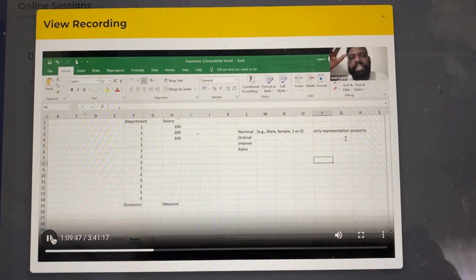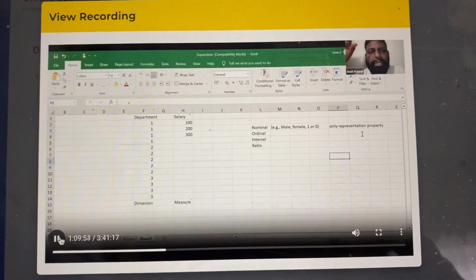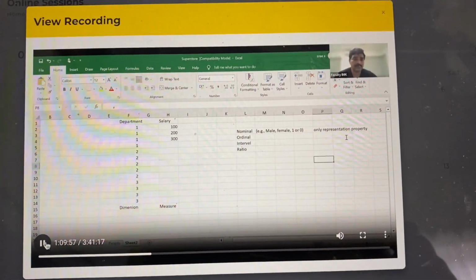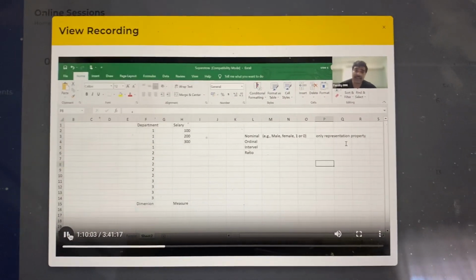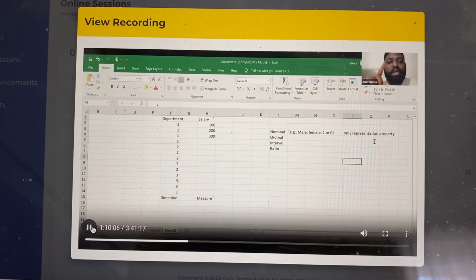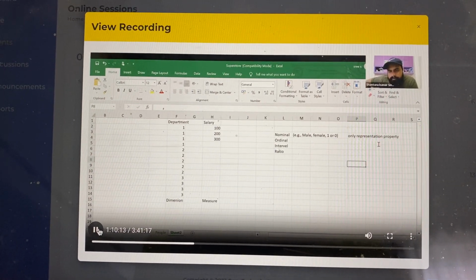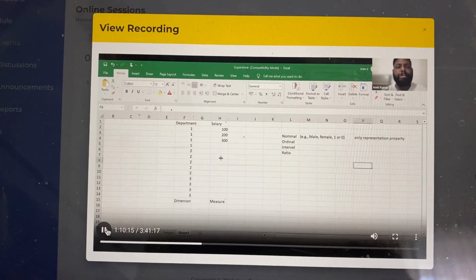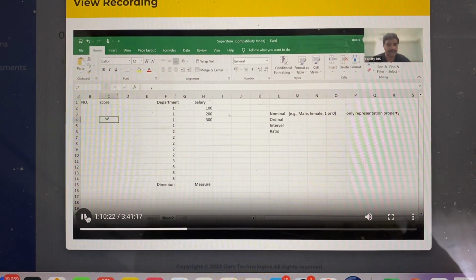Suppose Sachin has jersey number 10. So 10 is only a representation. If the jersey number is 99, it's still a representation. But he scored 99, that is different. You are talking about score as another variable. The first variable is the jersey number, and the second is the score earned by him. That is another variable, a measure.